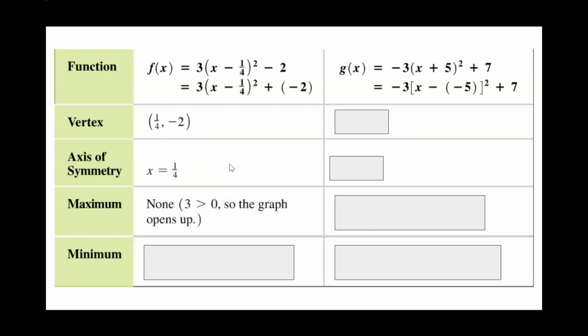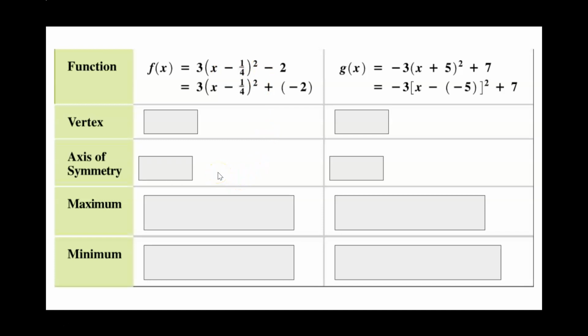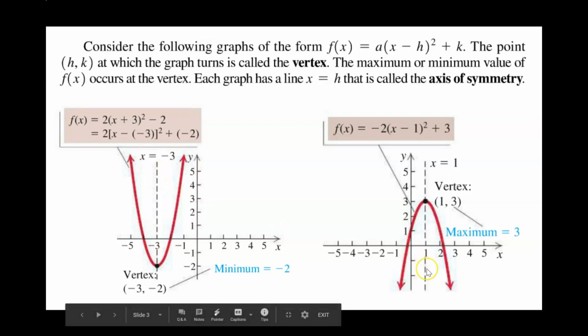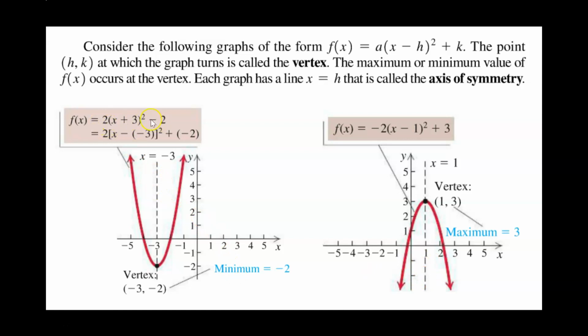Now, how do we know this is a max or a min? If you actually put this in your calculator under y equals and hit graph, you're either going to see it open upward or it opens downward. If it's a positive equation, it's always going to open upward. If it's a negative in front, it's always going to open downward.